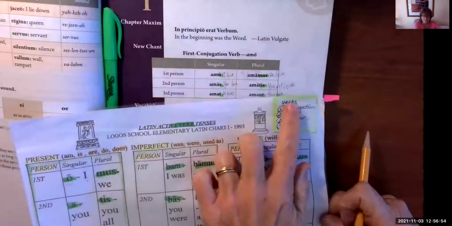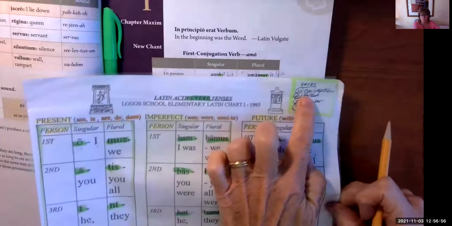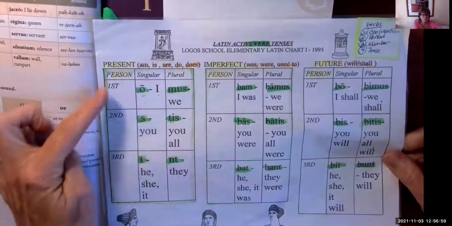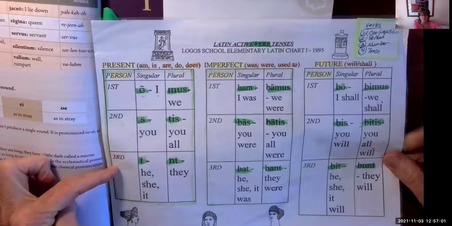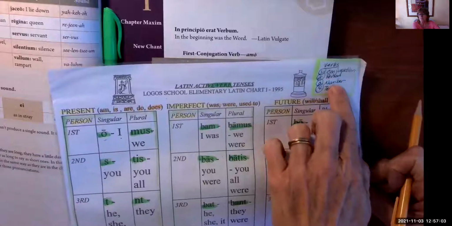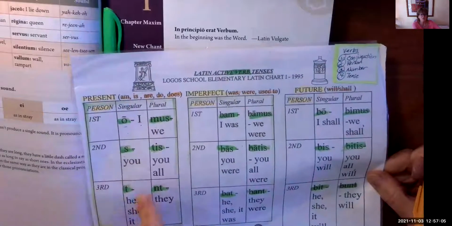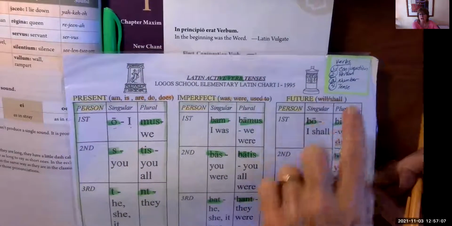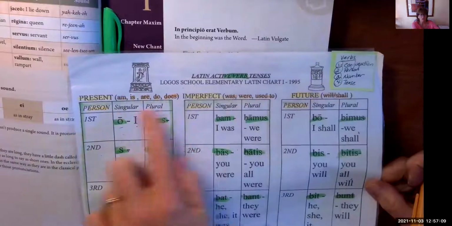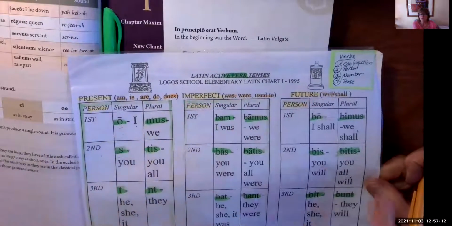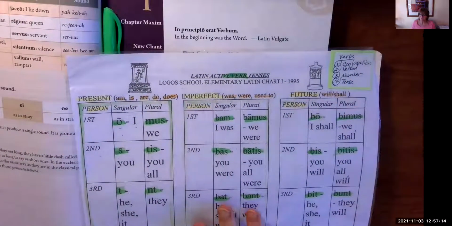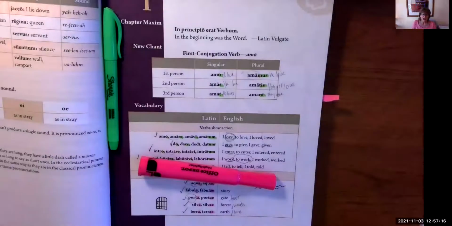So that's the first question. The second one is person. What person? Are we in first person, second person, third person? Okay. And then what number? Is it singular or is it plural? And then last but not least, what tense are we in? Are we in present, imperfect? Are we in the future? And so those four questions are asked for each verb. I train children to think in those pieces of information, to gather those pieces of information for a verb.